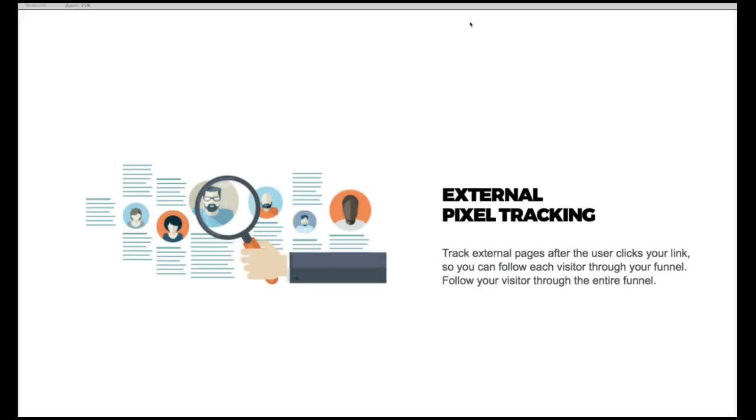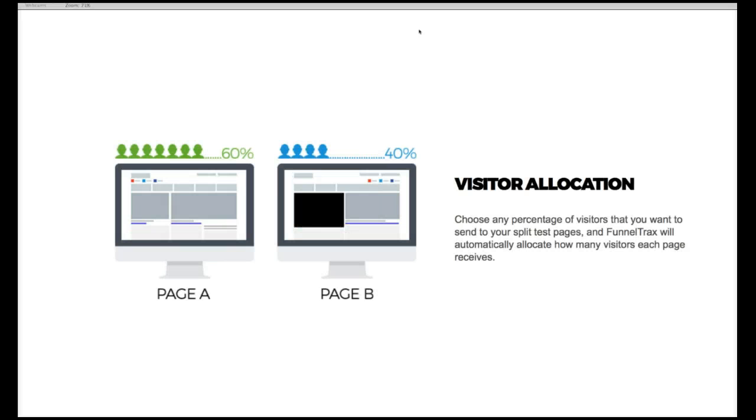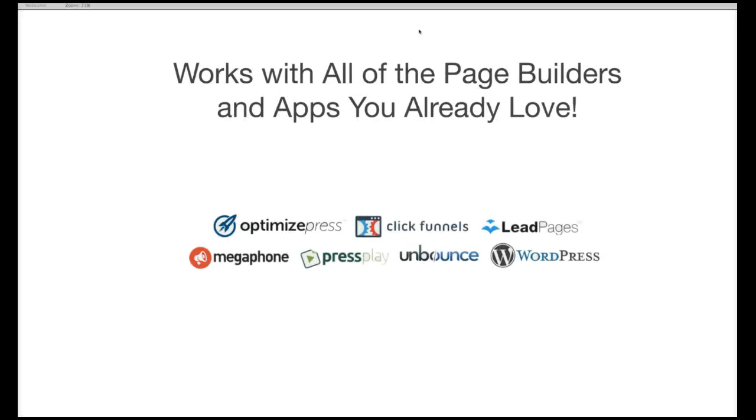Okay. External pixel tracking. So Funnel Tracks can track anything where you can place that code within the body tag. So it can be any type of CRM, WordPress, Joomla. It doesn't really matter what type of pages you're building out or what type of platform you're using. Okay. Then we also talked about the visitor allocation based on your split test. How much traffic you want to go to version A or version B. Okay. And like I was saying before, it works with all the different page builders and apps that you guys probably already use inside of your business now, like Optimize Press and ClickFunnels, Lead Pages, Press Play, WordPress. It doesn't really matter. Okay.